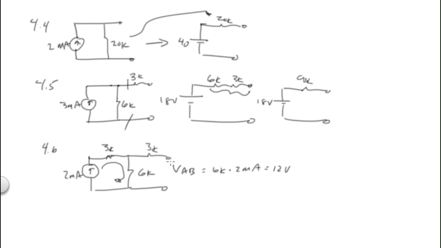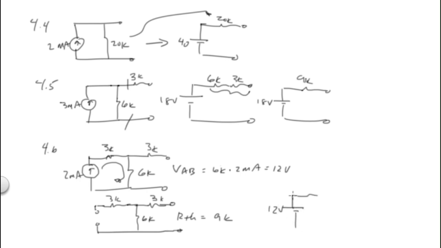Now for R Thevenin, we start at this point and come back. We have 3K, and then we can go this way, but we can't go this way because there is no way to get through, so the road is blocked. So we have the 3K in series with the 6K, and that's the only way we can go. So the resistance, R Thevenin, is equal to 9K. We can redraw the circuit, 12 volts and 9K, and we're done. So that's 4.6.